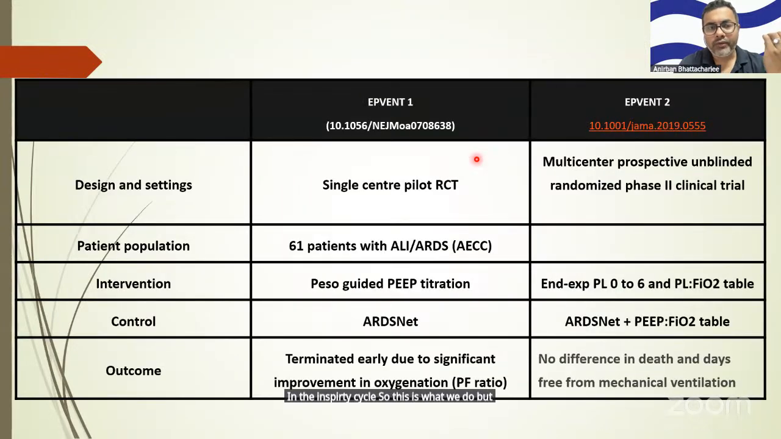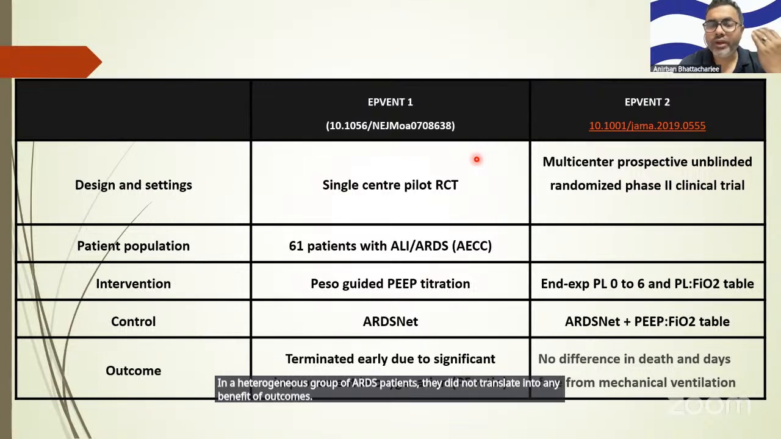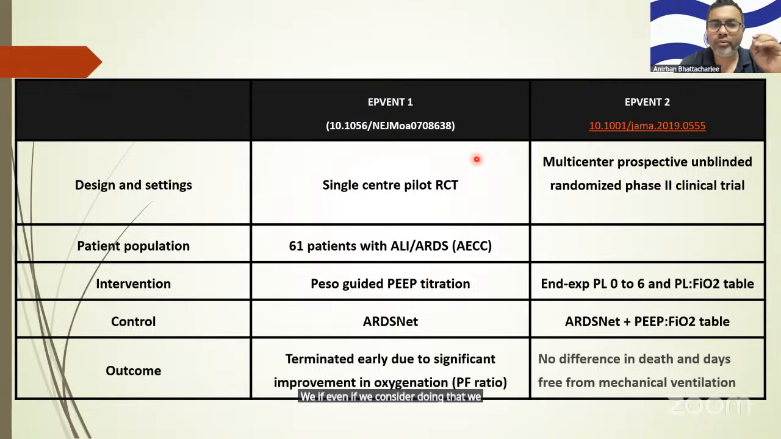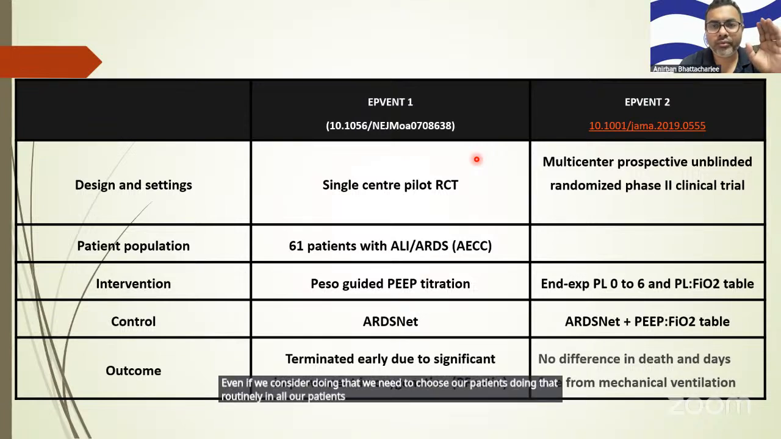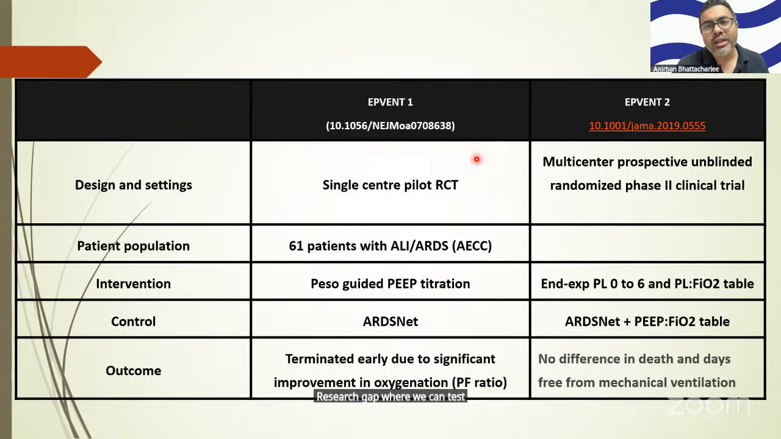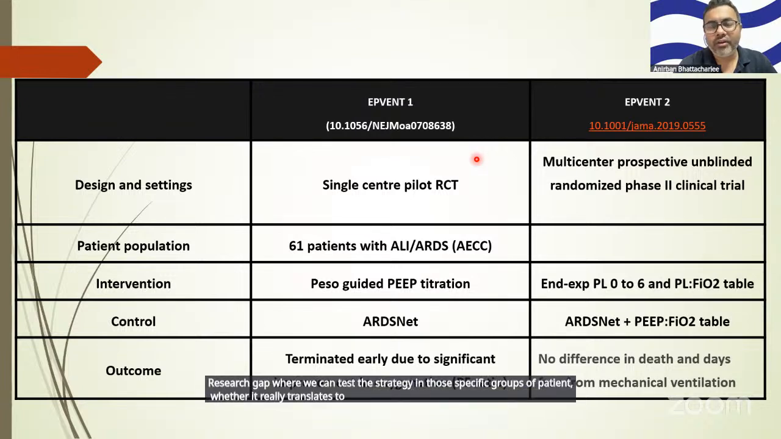But if you look at the trials in a heterogeneous group of ARDS patients, they did not translate into any benefit of outcomes. So even if we consider doing that, we need to choose our patients. Doing that routinely in all our patients is not the way to be. If sometimes you have huge morbidly obese patients and patients who are having intra-abdominal hypertension, we might consider it, although I feel that is a research gap where we can test this strategy in those specific groups of patients, whether it really translates to benefit or not.